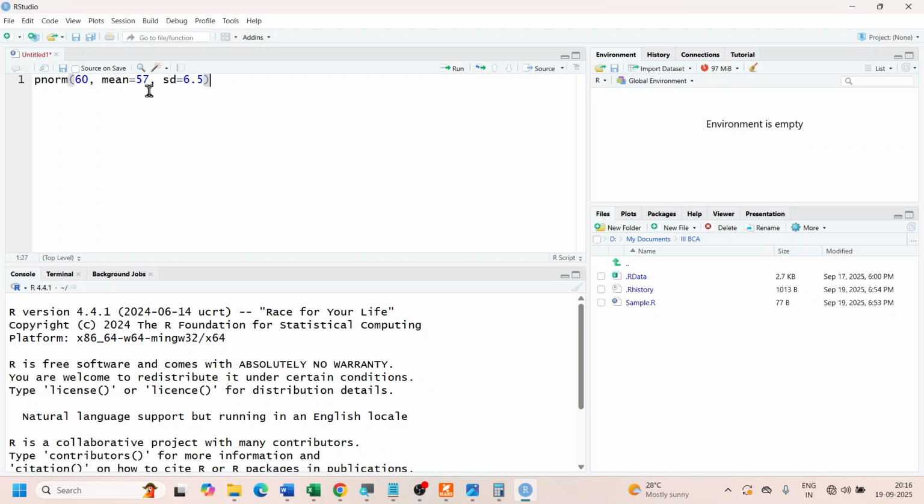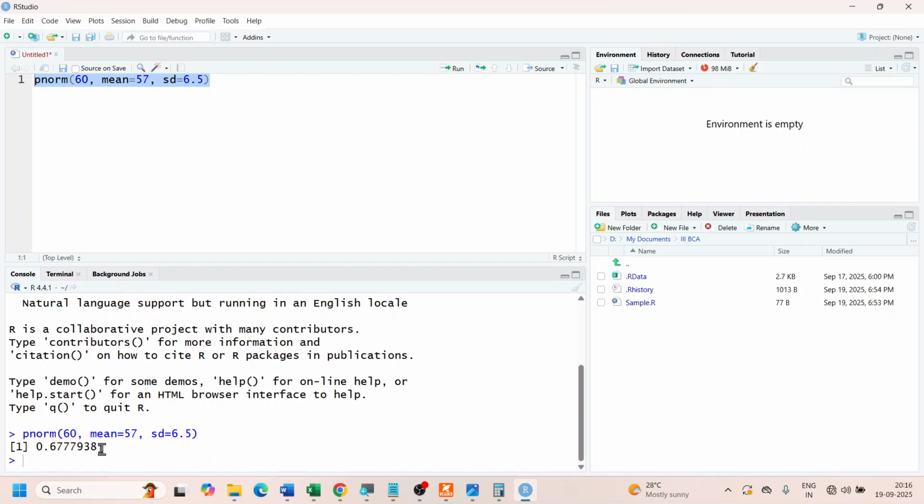So I'm going to select this one and just run it. I get the answer that the probability is 67.77%. So 67.77% is the probability for the value less than 60.